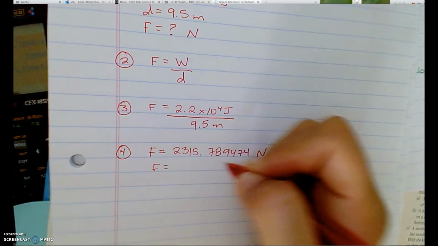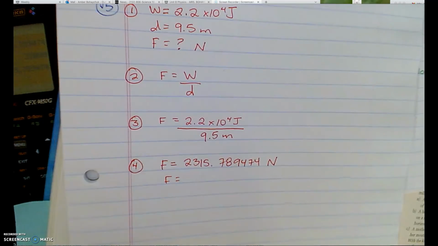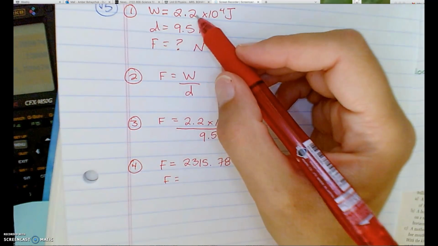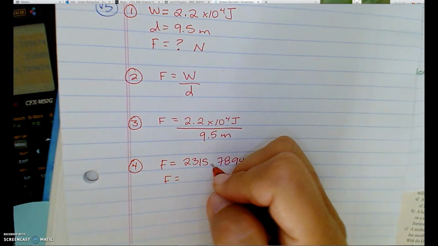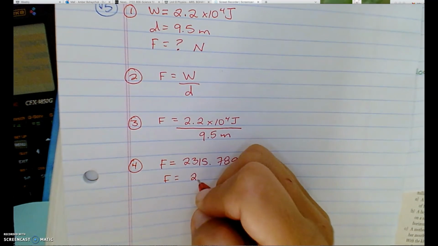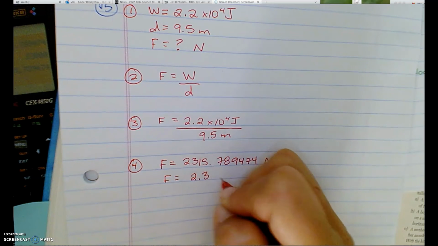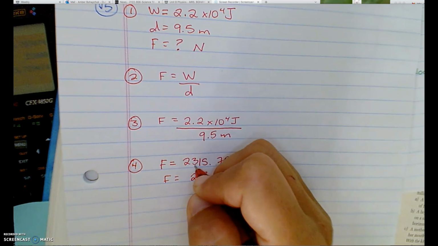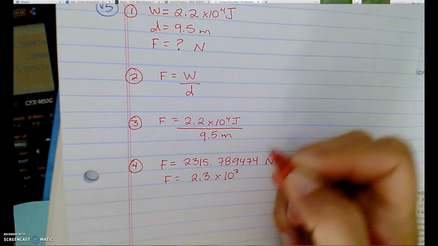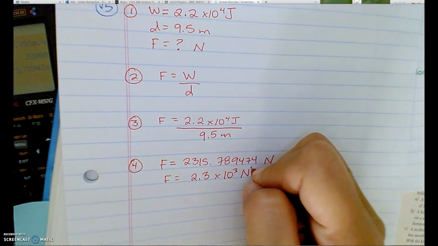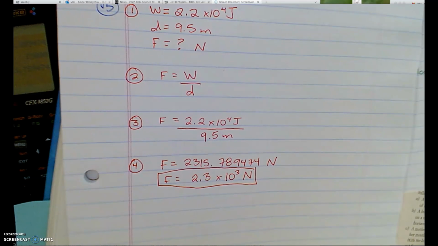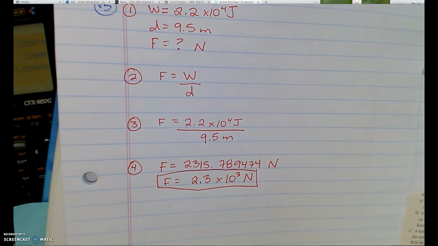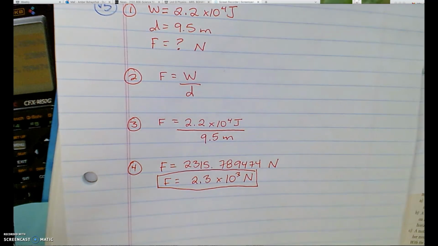Okay, but that's not the right amount of significant digits. How many are we allowed? 1, 2, 1, 2. So we're only allowed 2. So I'm going to put that in scientific notation. So 2.3 times 10 to the 3 newtons. Okay, so there's a nice, lovely answer for you. All right. Let's see what else we can do for samples.